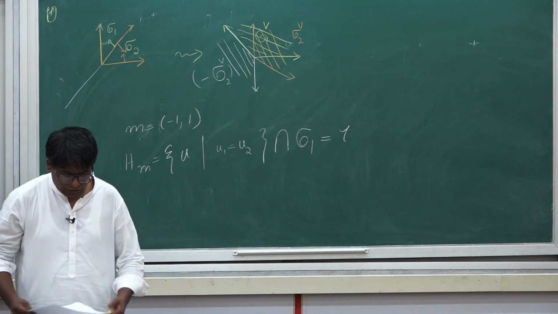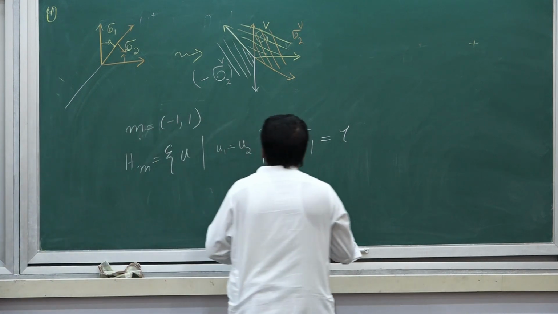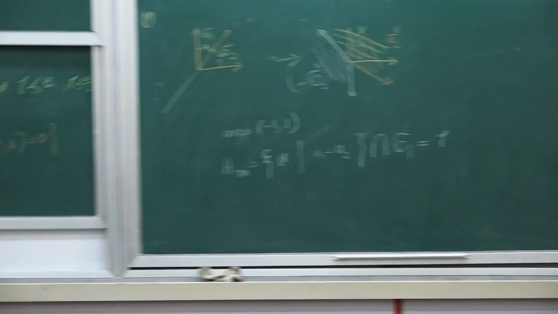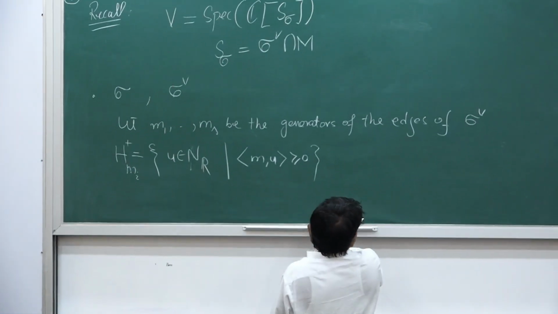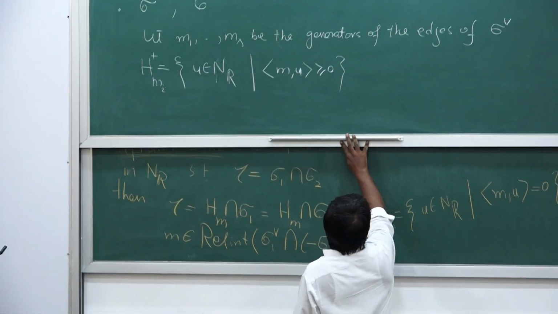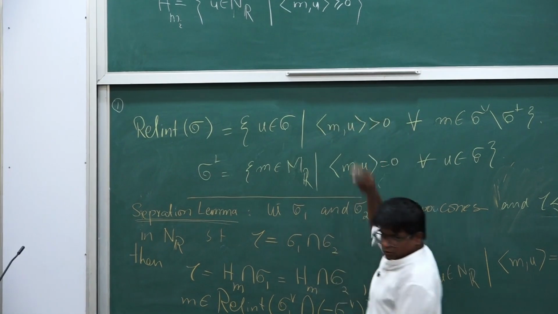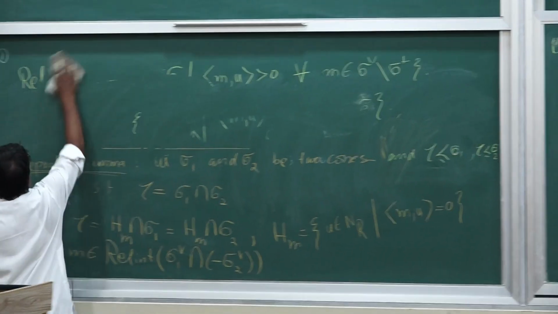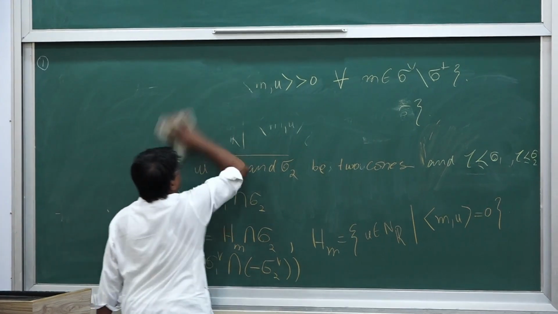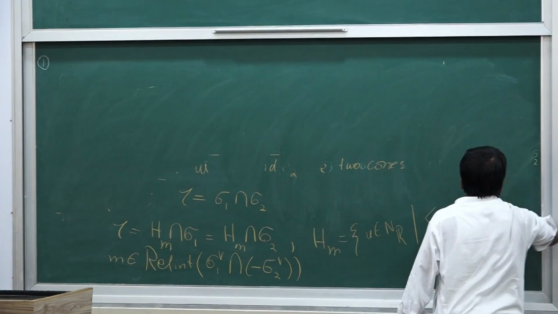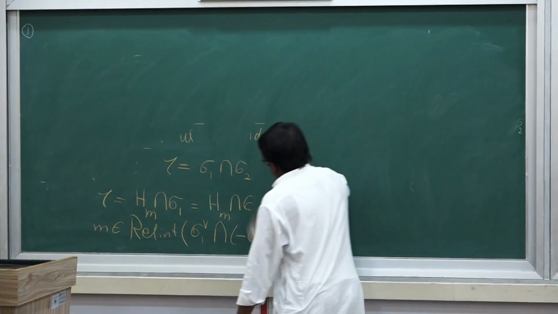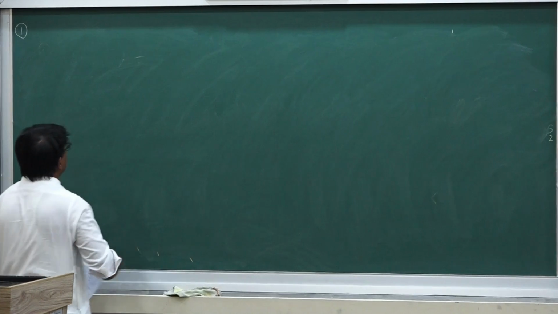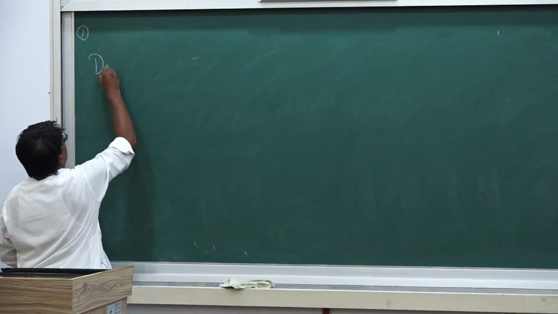Okay. So these are some terminologies which I wanted to fix, and now I can talk about how normality is associated with cones. So I have to define a property.